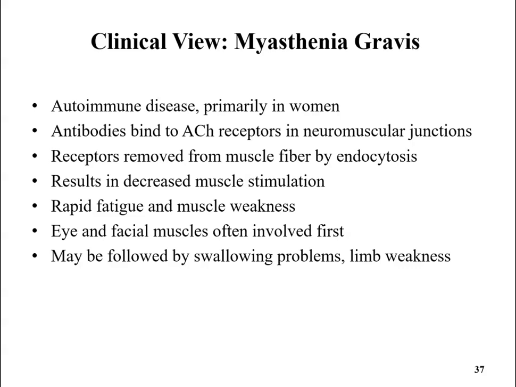Okay, let's talk a second about myasthenia gravis. This is going to be an autoimmune disease. You see it particularly in women, but it can happen to people of both sexes. This is going to be where antibodies bind to the acetylcholine receptors at the neuromuscular junctions and block the effects or the actions of acetylcholine there.